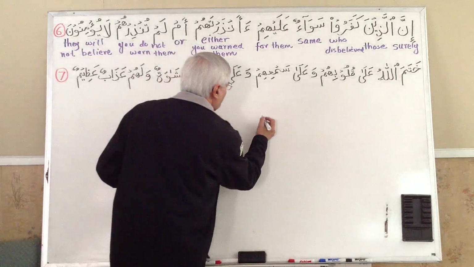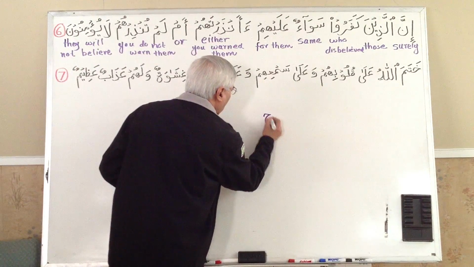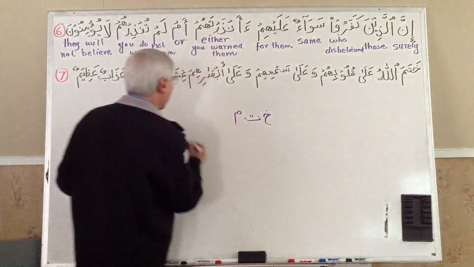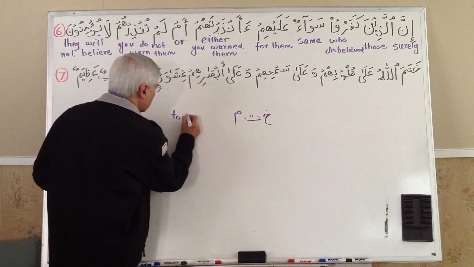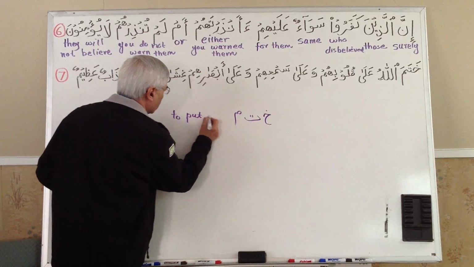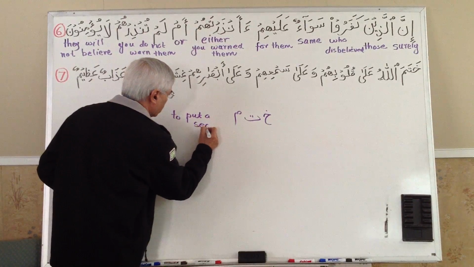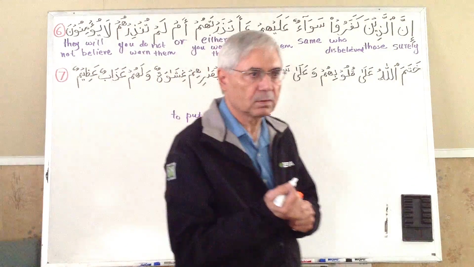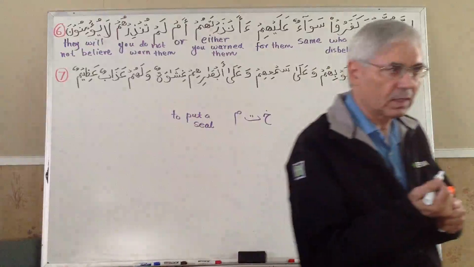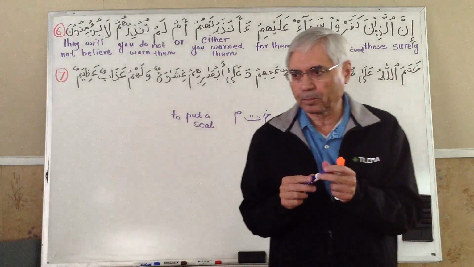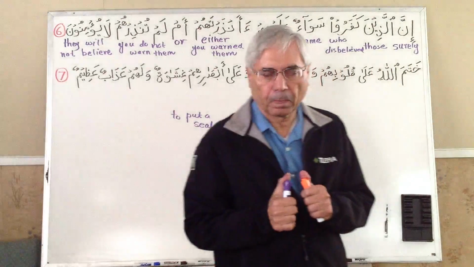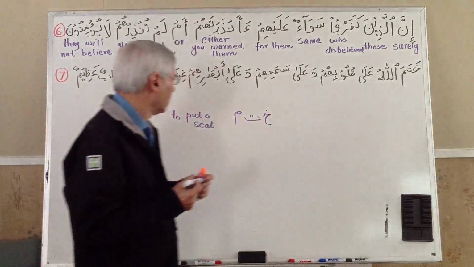So the word starts with these letters: ha, ta, and mim. This means to put a seal or to seal something. When you put a seal on a letter, you close the letter, nothing can go in, nothing can go out. Khatama.